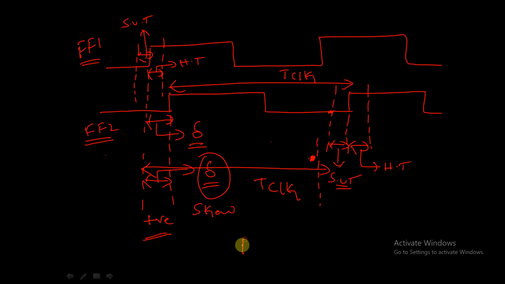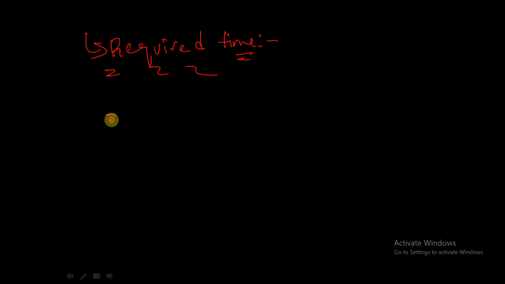So we should take t clock plus delta minus t setup. This time interval is nothing but t setup, right? So we should subtract t setup. Then we will get this time, the time by which the data should reach flip flop 2 to avoid a setup time violation. Okay. So what is the required time here? T clock plus delta minus t setup.